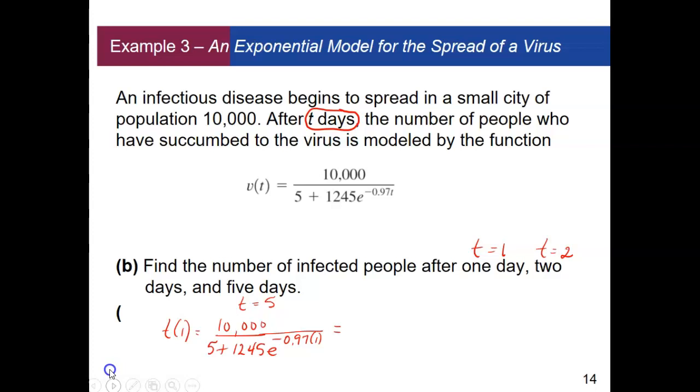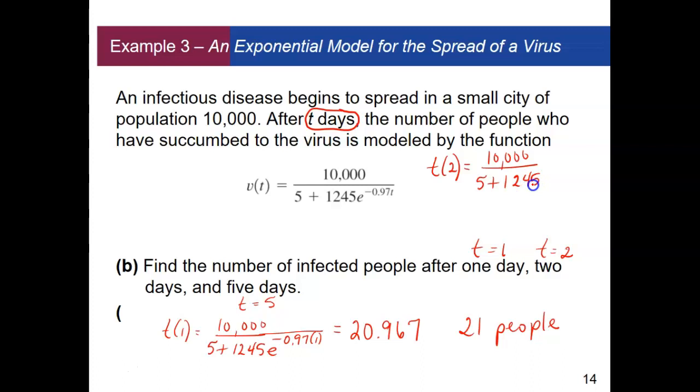Okay, we're going to put all that in our calculator, and we get 20.967. Again, depending on how many places you want to round it to. So basically 21 people would have it after 1 day. Okay, if we look at this for 2 days, we're going to do the same thing. So we're going to plug 2 in. So we'll have 10,000 divided by 5 plus 1245 e to the negative 0.97 times 2, and we'll get 54.37 for our answer there.